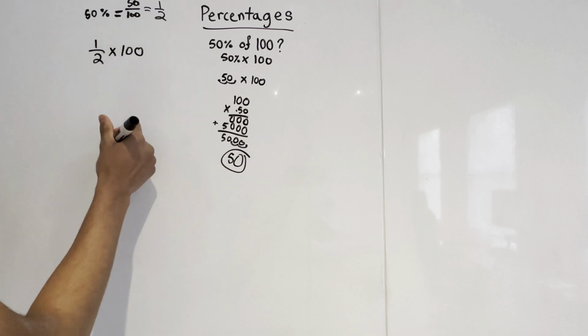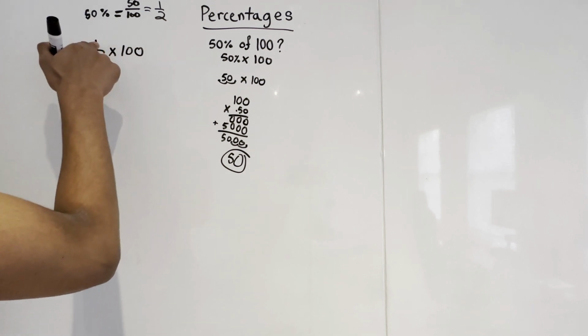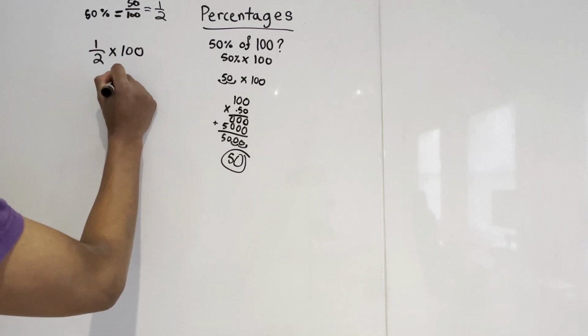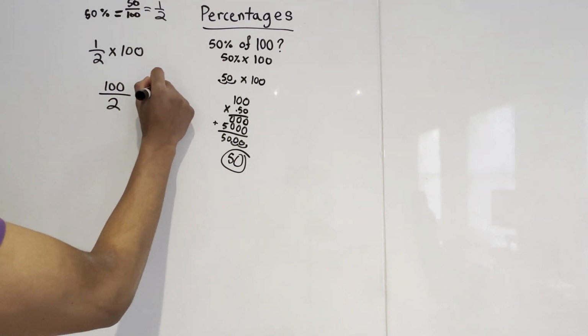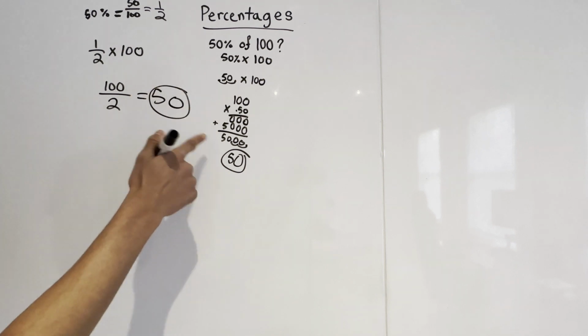And this is actually really simple. We just multiply 100 times the numerator. So 100 times 1 is 100. And then we just divide that by 2. And 100 divided by 2 is 50. So as you can see, we got the same answer for both of them.